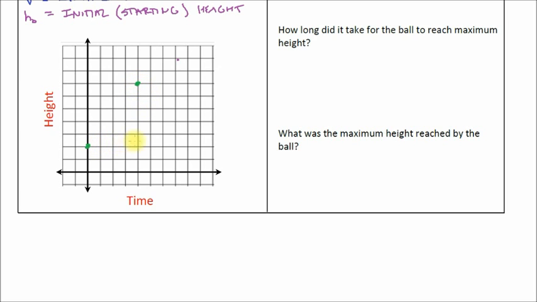And then 1, 2, 3, 4, 1, 2, 3, 4. That's going to be our axis of symmetry. Okay, so let's put another point about right here. All right, let's kind of project where this particular object is going to be going.